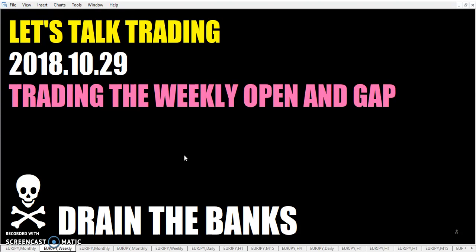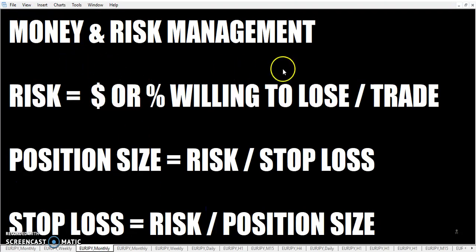But the thing is, it's really a very simple trade. There's really not much to know. The only thing you have to remember is your money and risk management. Always have your money and risk management in place on these trades.